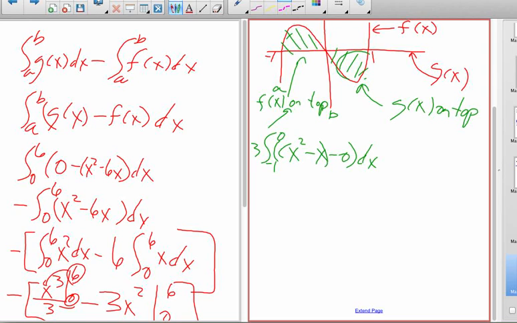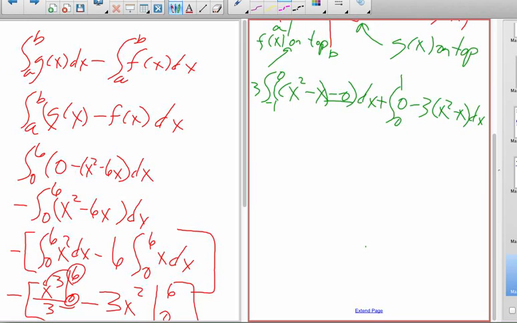Okay, and I'm going ahead and bring this out because 3 times 0 is 0. This obviously we don't need. That gets me this one. Now on this one, my g of x is on top. So I'm going to have a plus the integral from 0 to 1 of 0 minus 3 times x squared minus x dx. And if you remember, if you flip these things, you get a negative. But let's go through and continue to work this on out.